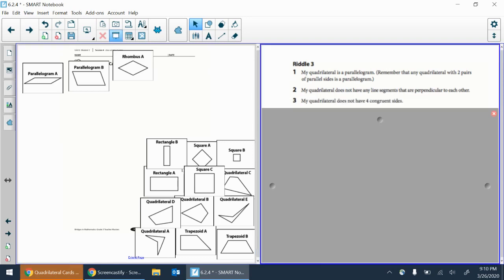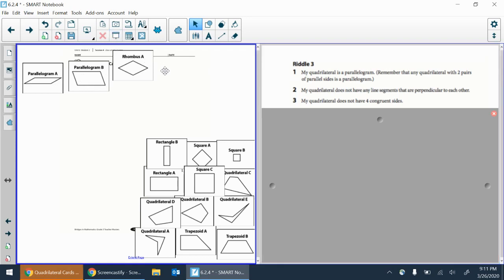My quadrilateral does not have 4 congruent sides. Congruent means that they are the same length. So looking at our parallelograms, 2 of the sides are different lengths. This rhombus one has 4 that are the same, and we want a shape that does not have congruent sides. So that one does not work.